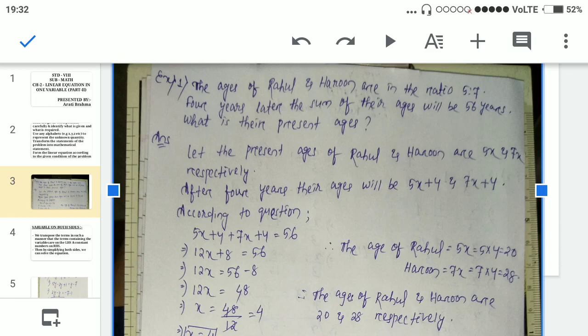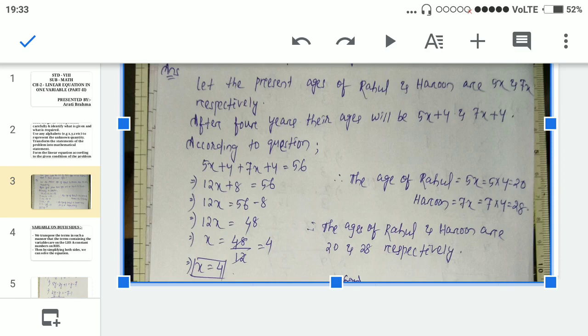So 12x equal to 56 minus 8, because 8 is plus here, so on that side it will be minus, and 12x equal to 48, and x equal to 48 by 12, that is 4. So you are getting x as 4 and we are taking their ages as 5x and 7x. So the age of Rahul will be 5x, that is 5 into 4 equal to 20 years, and Harun's age will be 7 into 4, that is 28 years. Okay, so the ages of Rahul and Harun will be 20 and 28 years respectively.